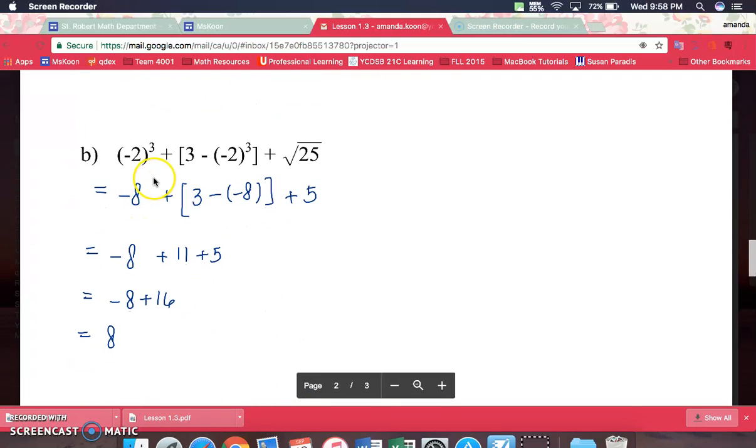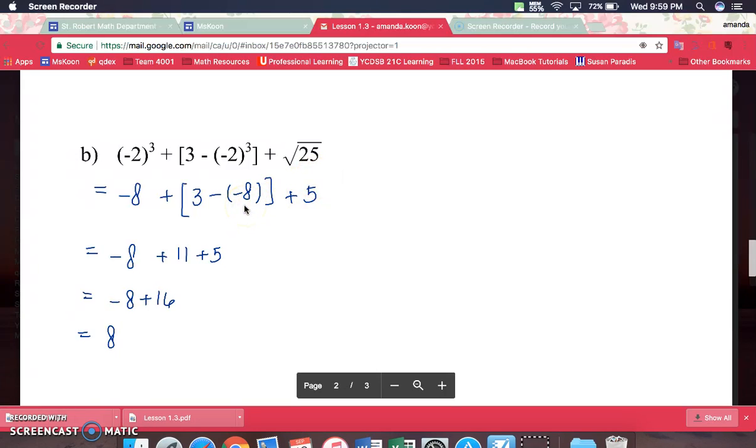Part B. So take a quick look and plan your work. I can simplify negative 2 to the power of 3 in the square brackets before I subtract it from 3. So that's what I get. Plus, I can also square root 25, which is 5, right? Because 5 times 5 is 25. So square root undoes the square.